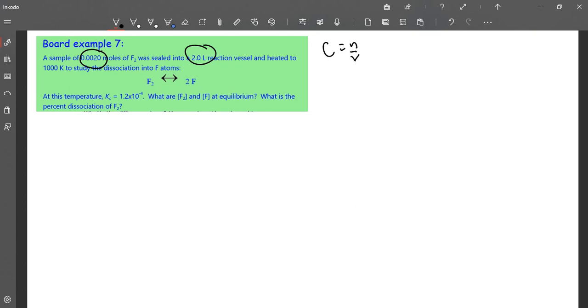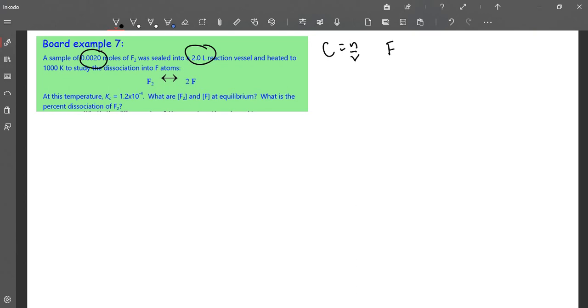To study the dissociation of fluorine atoms. At this temperature, Kc is that, great, so we have our Kc value. What are the concentrations of our reactant and our product at equilibrium? And there's another part to this, what is the percent dissociation of F2? Okay, so let's start. First thing you should always do, make sure that wherever you can, you have expressed any values in concentration. So let's do that now.